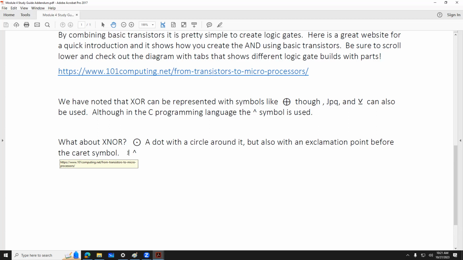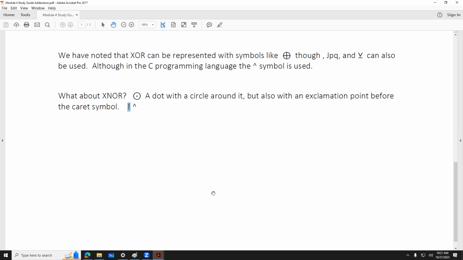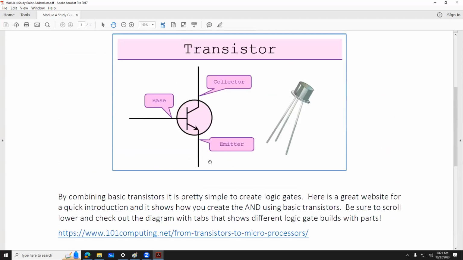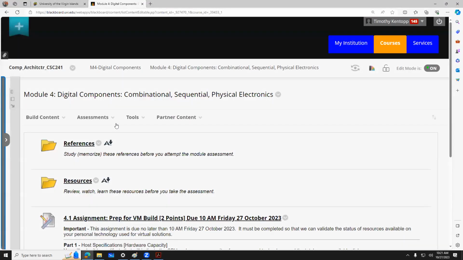Now, if you have an exclamation point in front of the caret symbol, that's the same as a NOT in front of the XOR. So this was the symbol for XOR. This is the symbol for NOT. The two together is one way of representing the logic gate we know as XNOR. Everybody got that? Just wanted to spend a little time to walk through that.